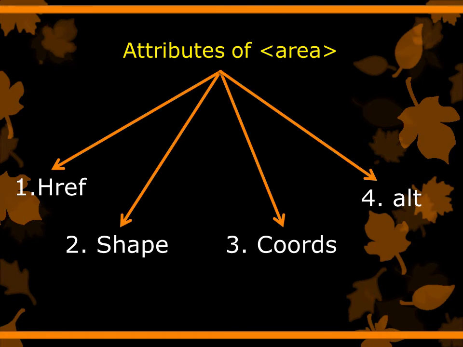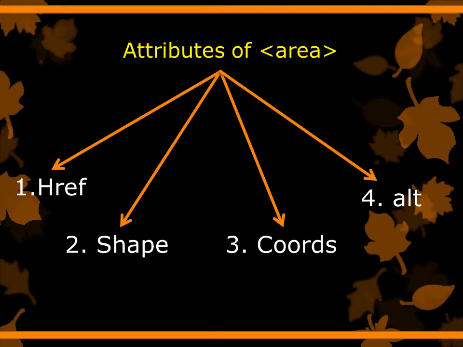There are four types of attribute which are used by the area tag. First one is the href, that is hyperlink reference. It defines the URL link, meaning whenever you click on a particular region, it navigates to or opens another web page. We can mention the path of that web page in this href attribute. That is the destination for that clickable area.